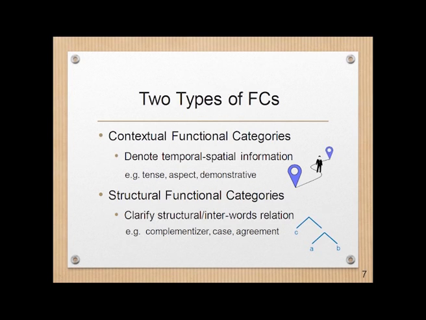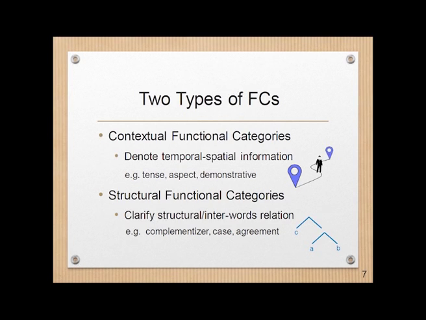This type of functional categories corresponds to elements such as tense markers, aspect markers, or demonstratives. And the second type is the elements that make little contribution to propositional contents or meanings, but rather clarify the structural and interword relationships, which are often obscured by linearization. I call this type of functional categories structural functional categories. This type corresponds to elements such as complementizers, case markers, or agreement markers, and so on.